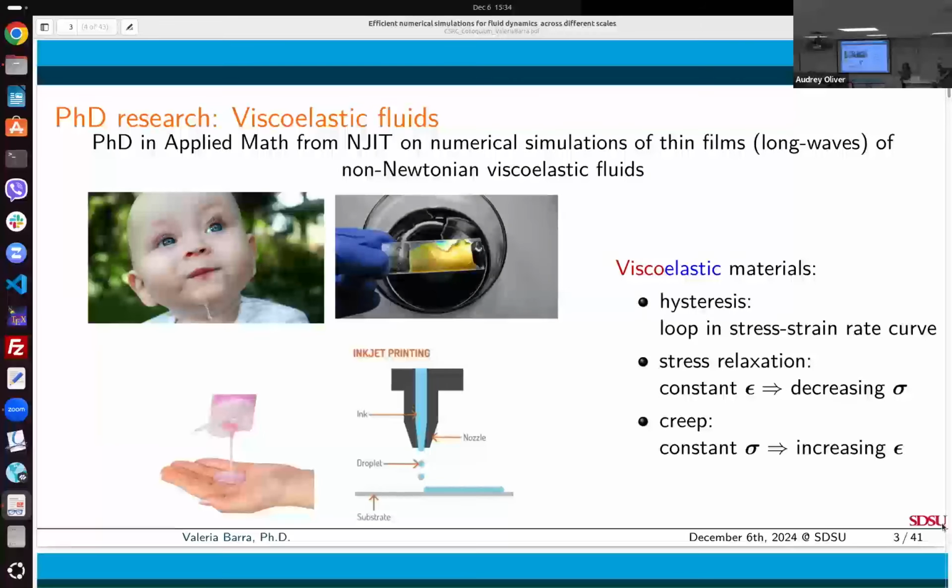They show stress relaxation, which means for constant strain, you have decreasing stress. This is a very nice property of materials, which we also experience in our body when we do some physical stretching. You exert some constant strain on your muscle, you have some constant displacement, eventually your muscle starts to relax. That's a decrease in stress. And then creep, which is the opposite: for constant stress, you have increasing strain.